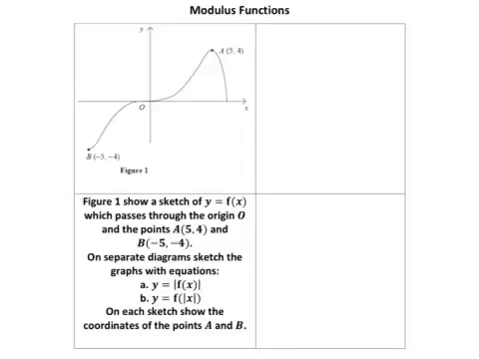Right, we're looking at modulus function here, and we've got to read the question quite carefully. It says, figure 1 shows a sketch, so here's figure 1 up here, of y equals f of x, passing through the origin, and point A is (5, 4) and point B is (-5, -4).